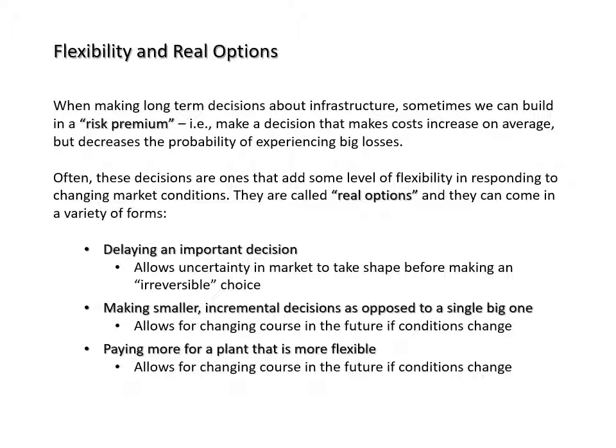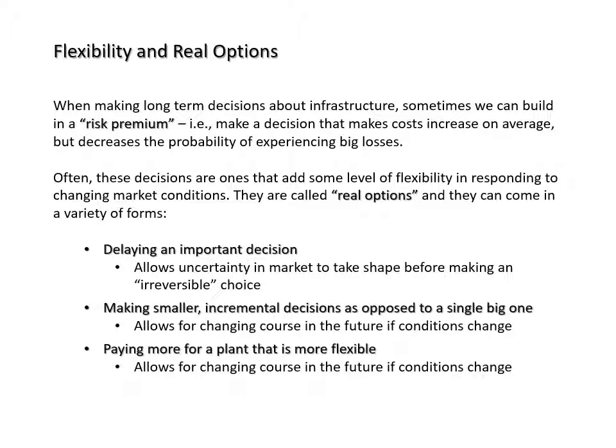And so there's a number of different ways you can think about real options in terms of infrastructure decisions. It could be delaying an important decision. In other words, if things look too uncertain at the moment, you wait until you get more information about the path of different prices or costs or technologies. And that's one way of shrinking the variance around the expected value. You could make smaller incremental decisions as opposed to a single big one. Or you could pay directly for a plant that's more flexible.